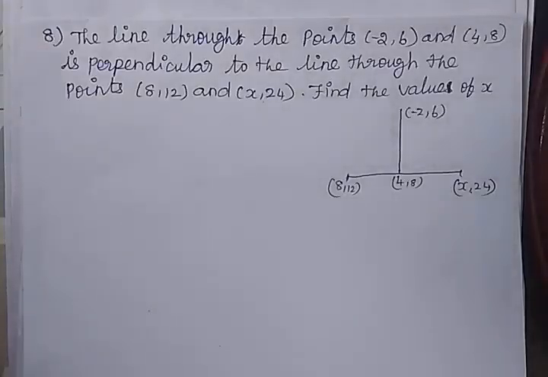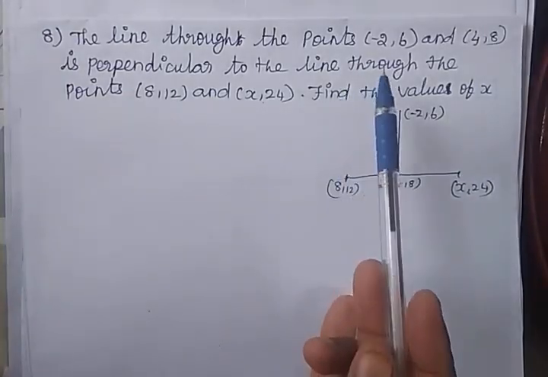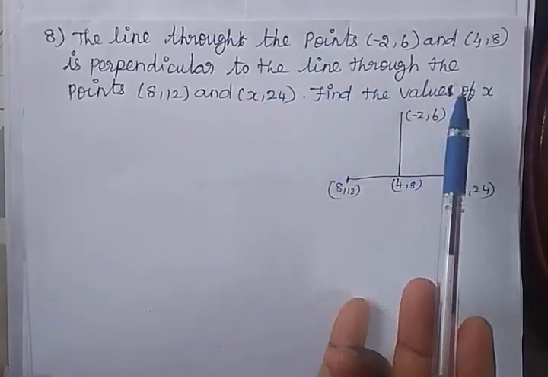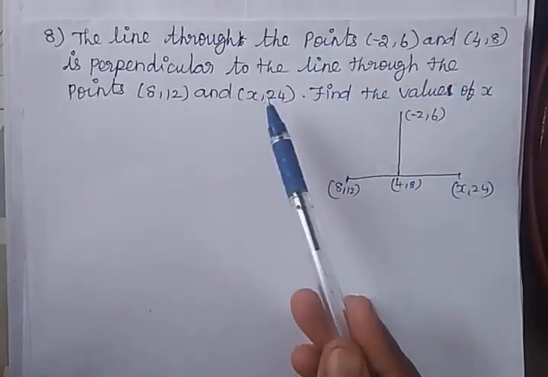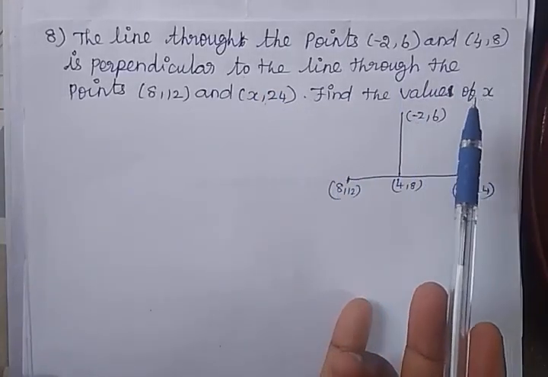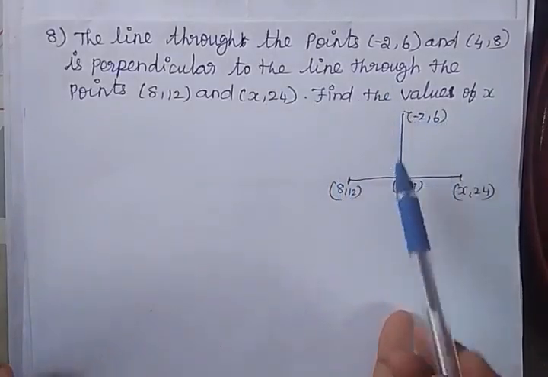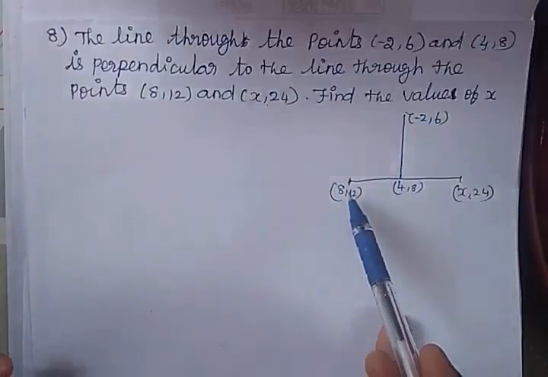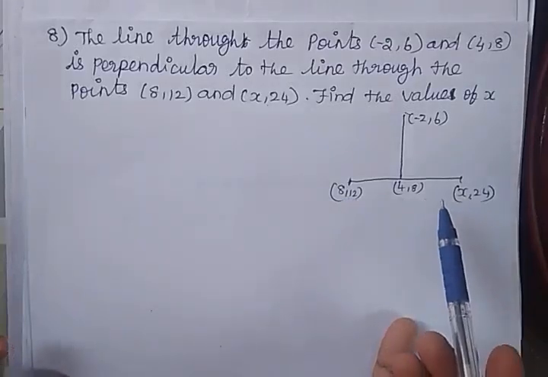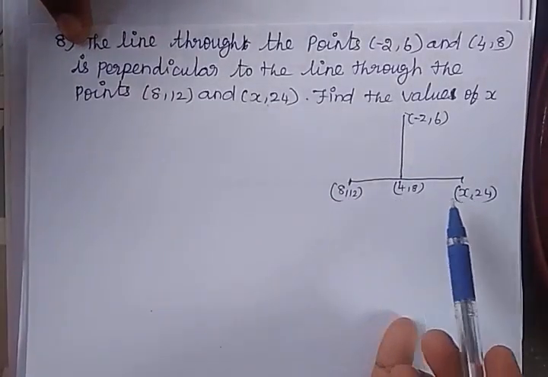The next question is question number 8. The line through the points (-2, 6) and (4, 8) is perpendicular to the line through the points (8, 12) and (x, 24). Find the value of x. They are given that the lines are perpendicular. So we want to find the value of x.